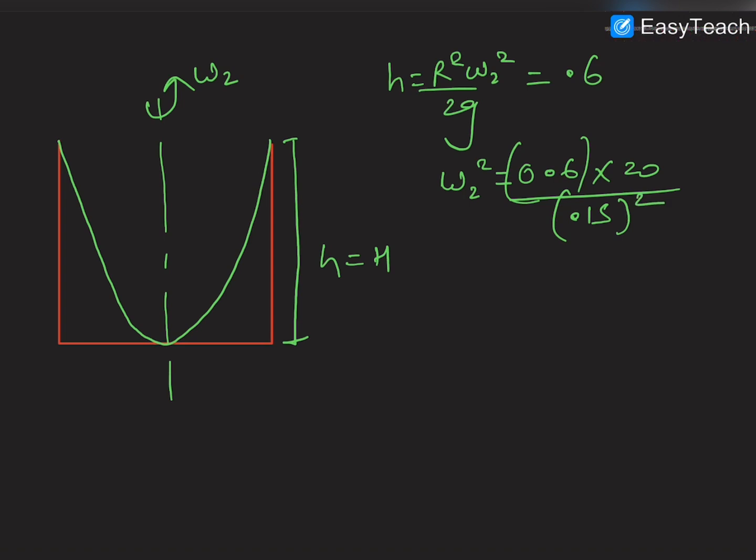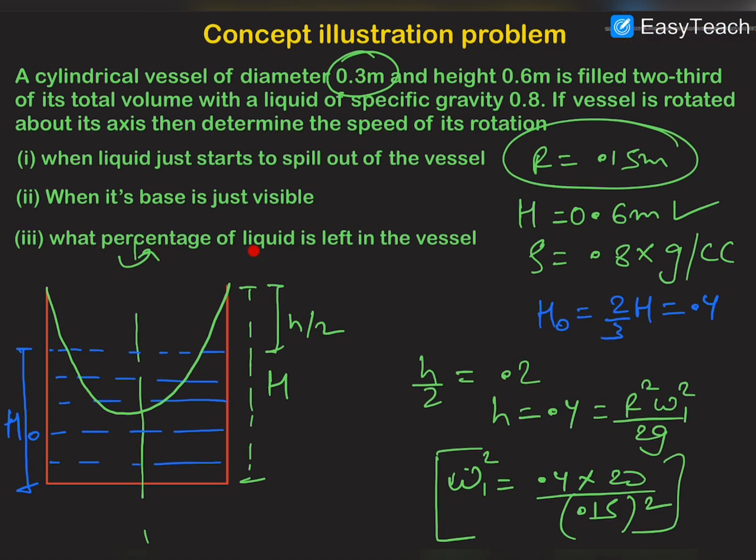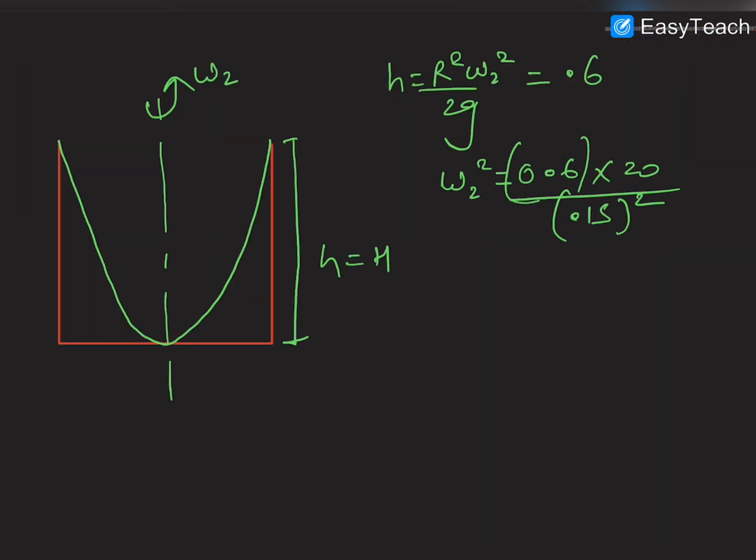Okay, and in the third case, we have to find out the percentage of liquid which is left in the vessel for the second case. So in the second case, if we find out the liquid volume which is left in the vessel, V left, it will be equal to volume of this cylinder minus volume of paraboloid, which would be half of the volume of cylinder, which is pi r square capital H by 2. This is the volume of liquid left in the container in this case.